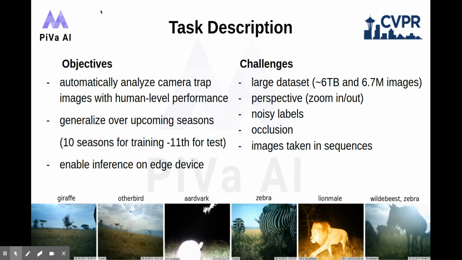Key features of the task are large dataset and sequential nature of camera trap images. Then there are severe occlusions, different perspectives, tiny objects, and noisy labels.